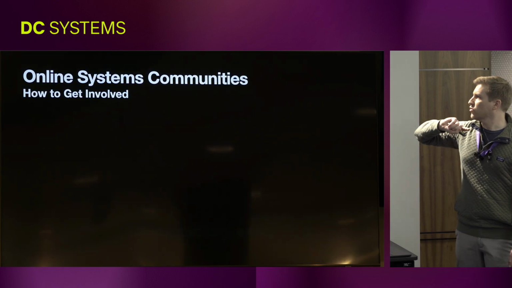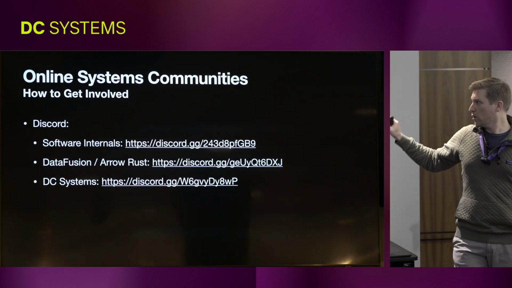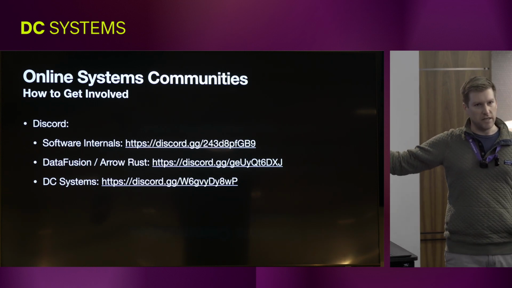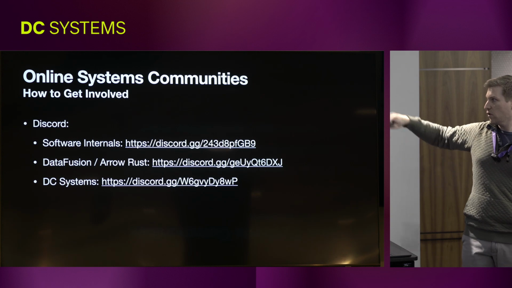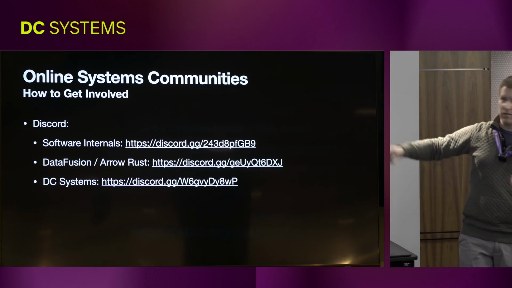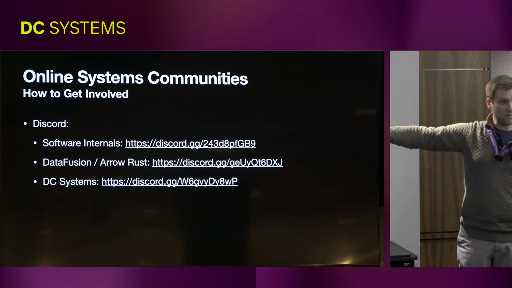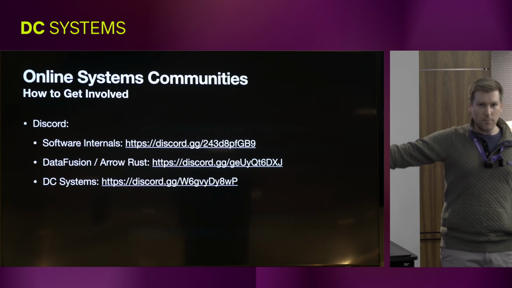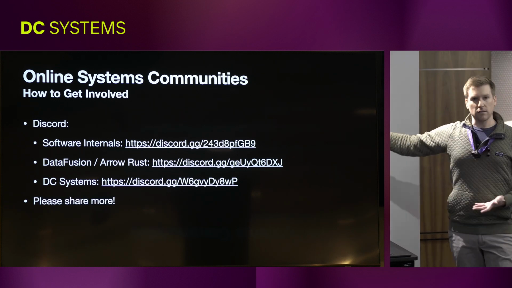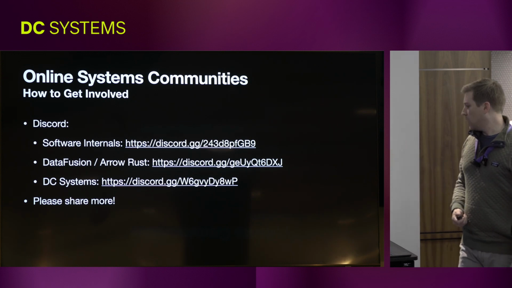Yeah, lectures, seminars, sure. There's also just a general online systems community. So Discord, there's a software internals Discord, which is awesome. I mostly hang out in the DBs and the papers one, but there's a lot of different ones for people that are interested in networking, you name it, system stuff. There's a DataFusion/ArrowRust Discord, and then there's the DC Systems Discord. There aren't a lot of people in there right now. Let's get that up. Let's talk about it. And please tell us about more. I'm sure there are other fantastic communities out there that are doing cool systems work.